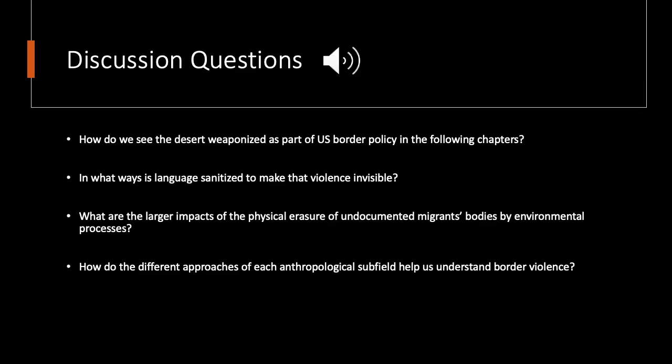And so, in summary, right, what we're looking at is a set of policies called prevention through deterrence that systematically organize violence, death, and trauma against undocumented migrants. And it does that by enrolling non-human beings and environmental processes into policy, using them as actants who are able to enact that violence against migrants.